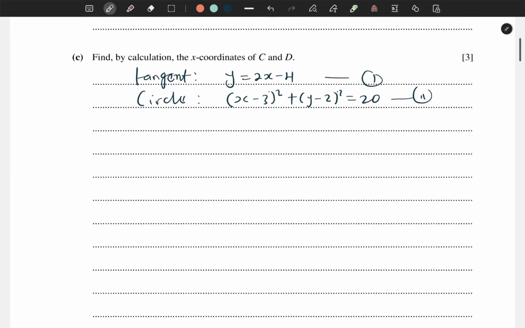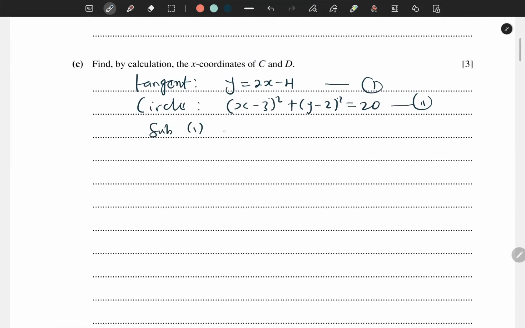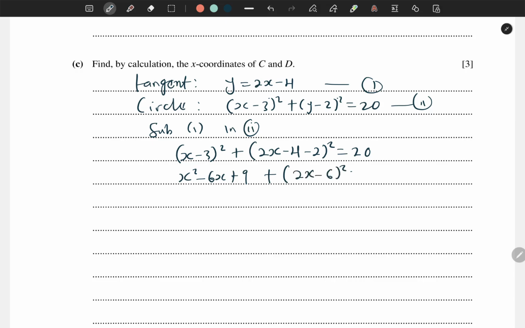So you substitute now. So sub 1 in 2. When you do that, you're going to have (x minus 3) squared plus (y, now 2x minus 4, then minus 2) squared equals 20. So x squared minus 6x plus 9, when you expand that, then plus (2x minus 6) squared equals 20. So x squared minus 6x plus 9 plus, expanding this, will give us 4x squared, 4 times 6, that's minus 24x, and 6 times 6, that's 36, equals 20.